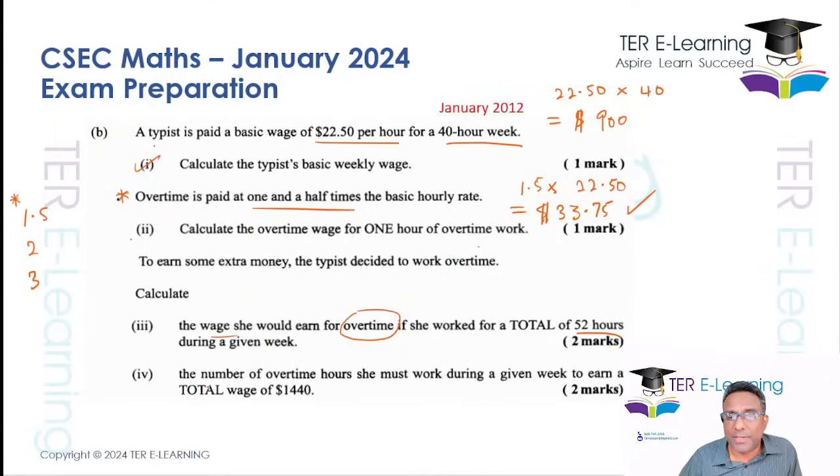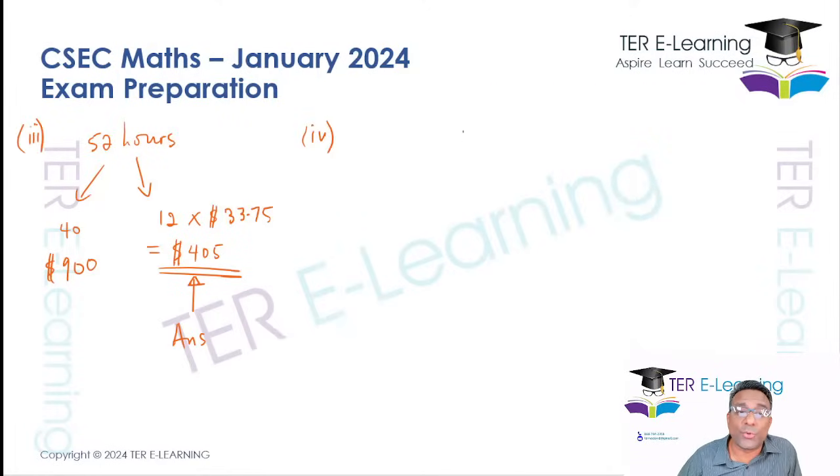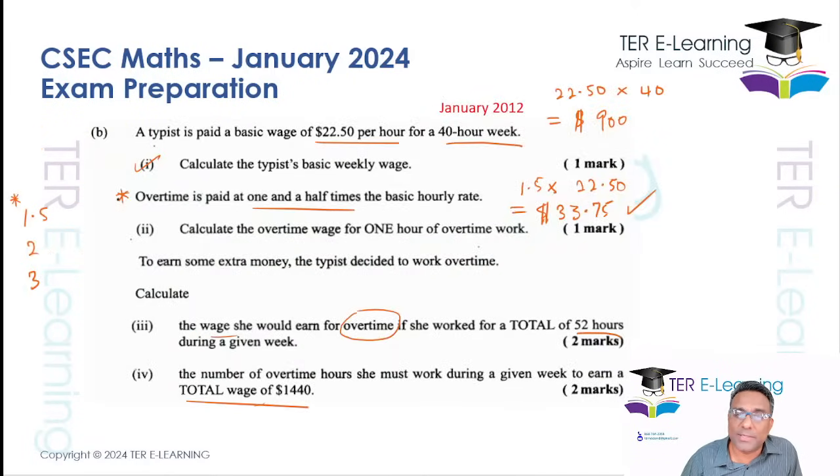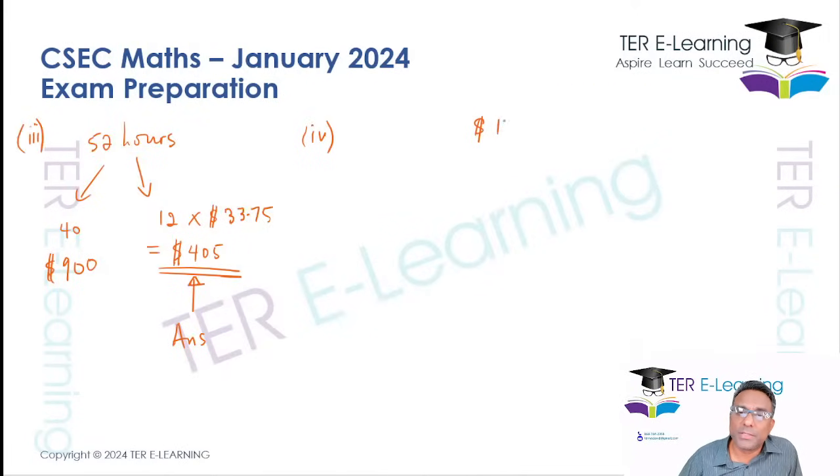All right, let's see what's happening here. The total number of overtime hours she must work in a given week to earn a total wage of $14.40. Now this is one of those tricky types of questions, right? And the best way to do this is to draw a simple diagram like what I've drawn here. So you know that the total wage that the typist is getting is $14.40. So this is $14.40, right? That's the total wage. Now that total wage is made up of a basic wage, right? And it's also made up of an overtime wage inside it, right?